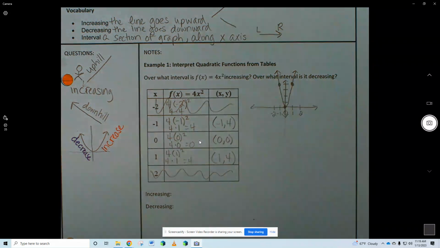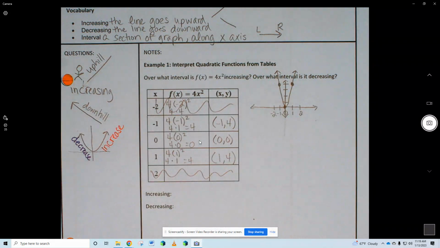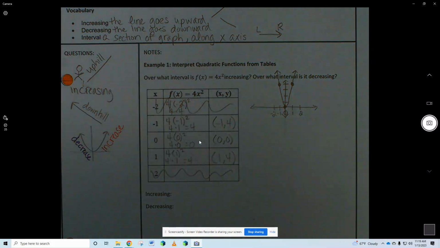All right, so now I want to talk about where this parabola is increasing and where it is decreasing. The middle is 0. Here's 0.